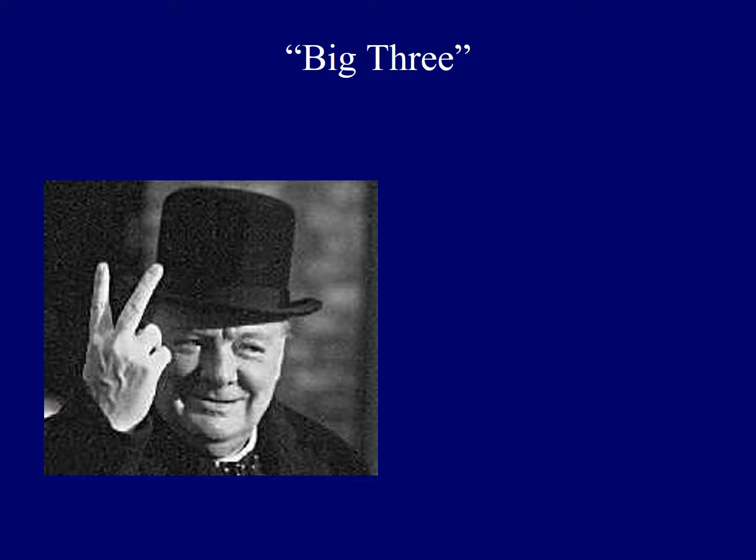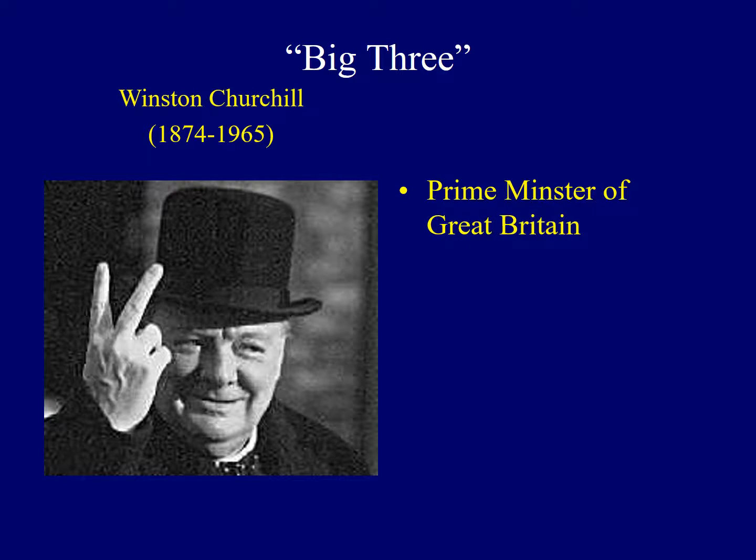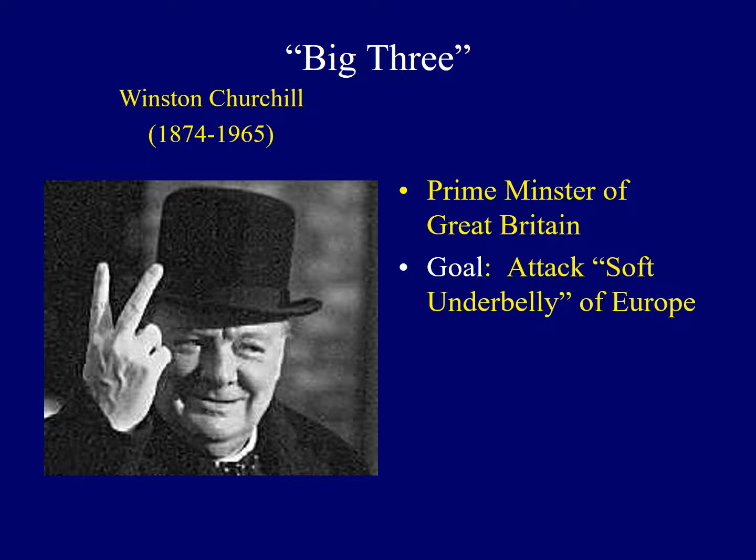The first member of the Big Three is shown here, Winston Churchill. He was the Prime Minister of Great Britain. He had a goal for victory during the Second World War. He continually argued about attacking Germany through the soft underbelly of Europe. What he meant by that was going through Italy first.